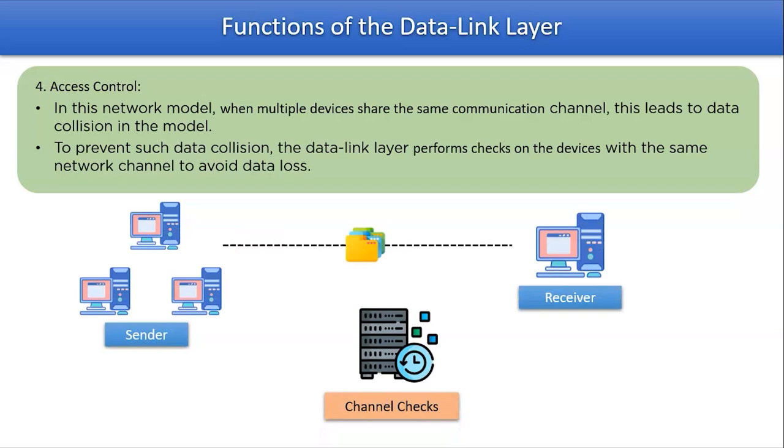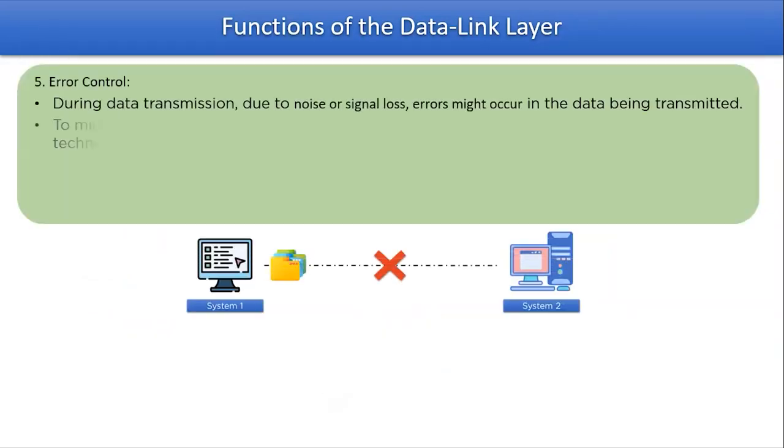Followed by that, we have the access control. In this network model, when multiple devices share the same communication channel, this leads to data collision in the model. To prevent such data collisions, the data link layer performs checks on the devices with the same network channel to avoid any data loss. Lastly, we have error control.